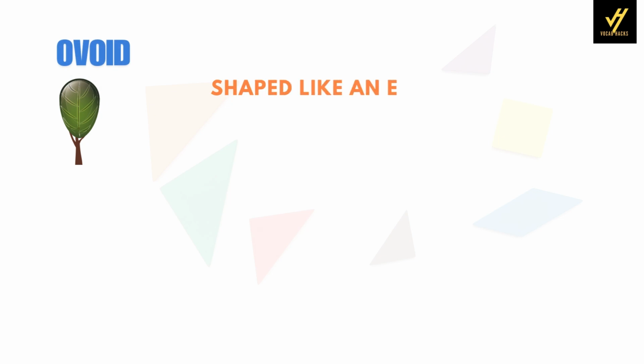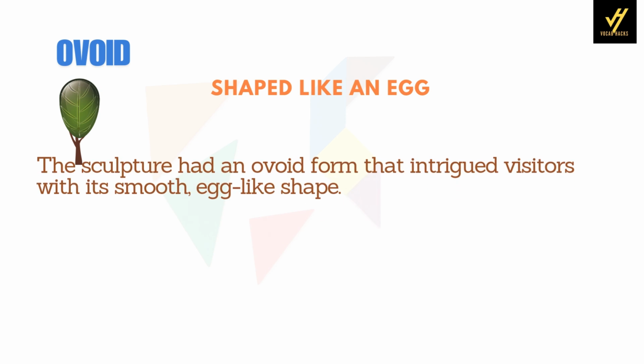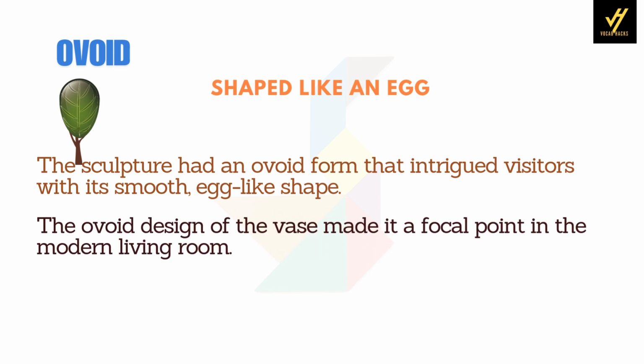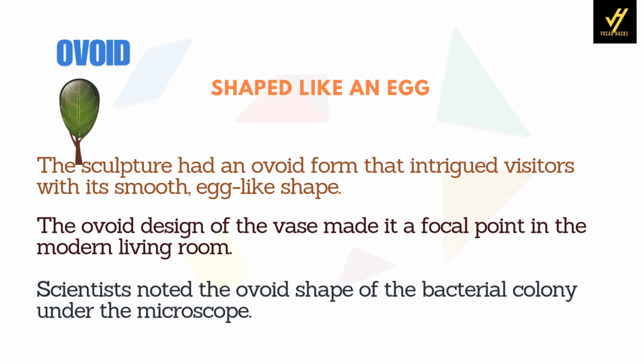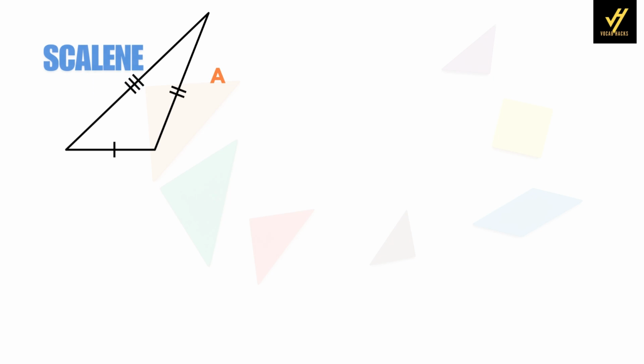Ovoid, shaped like an egg, the sculpture had an ovoid form that intrigued visitors with its smooth, egg-like shape. The ovoid design of the vase made it a focal point in the modern living room. Scientists noted the ovoid shape of the bacterial colony under the microscope.